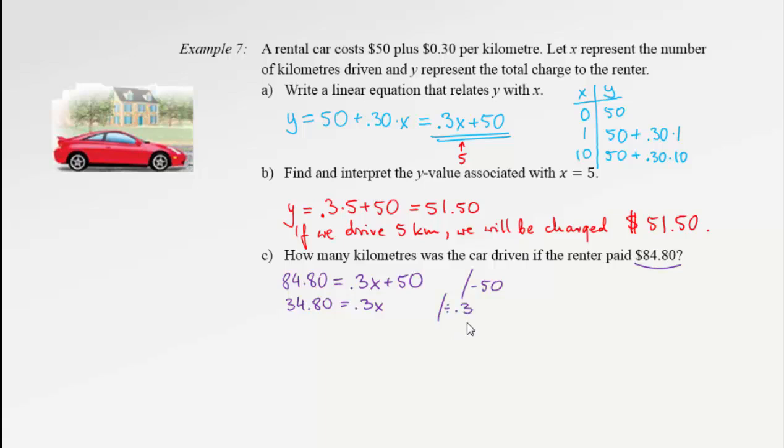Then we divide both sides of the equation by 0.3, so x would be 34.8 over 0.3. And now we could either use a calculator and get the answer, or move the decimal dot one place value here and there and just divide 348 by 3. That should be 116. What does this mean? This 116 is the number of kilometers driven. So the answer will be the car was driven 116 kilometers.